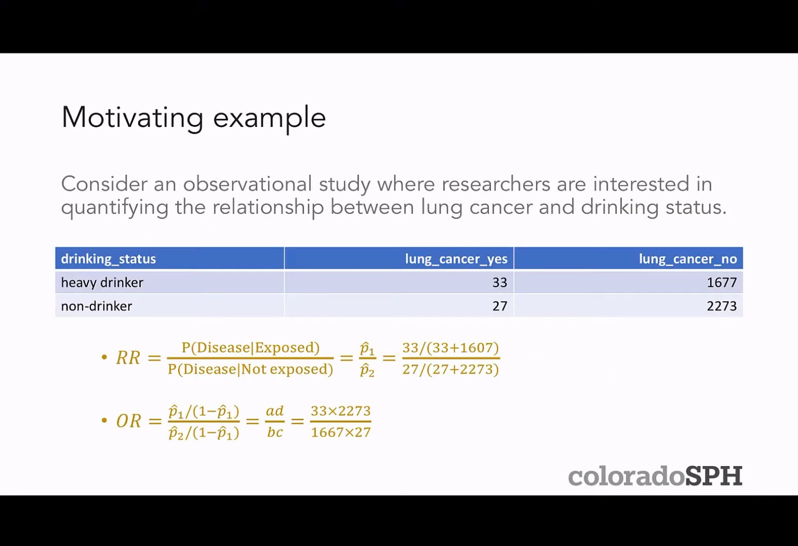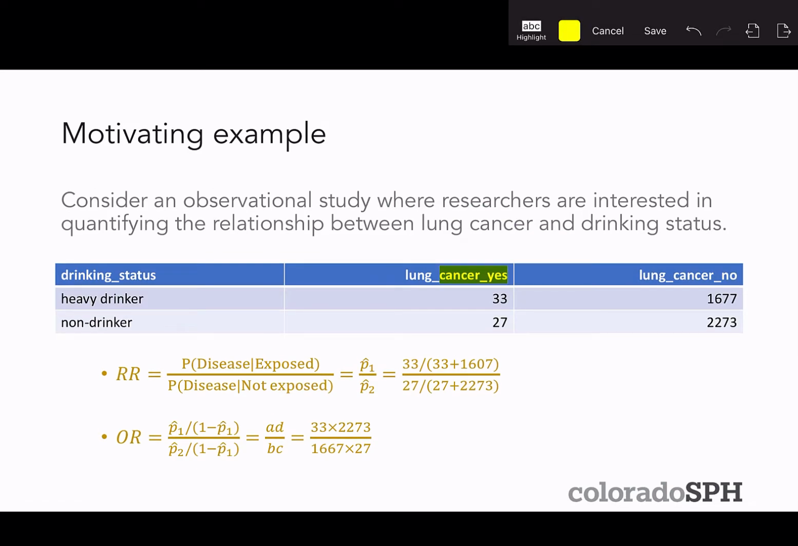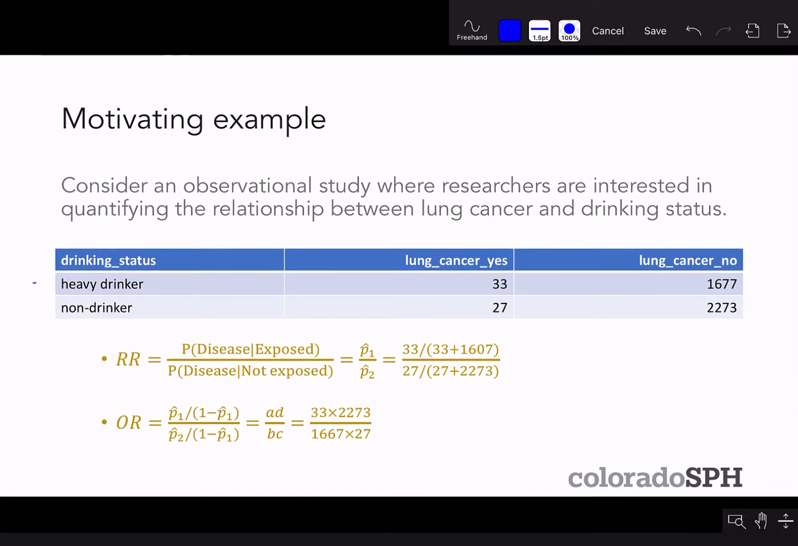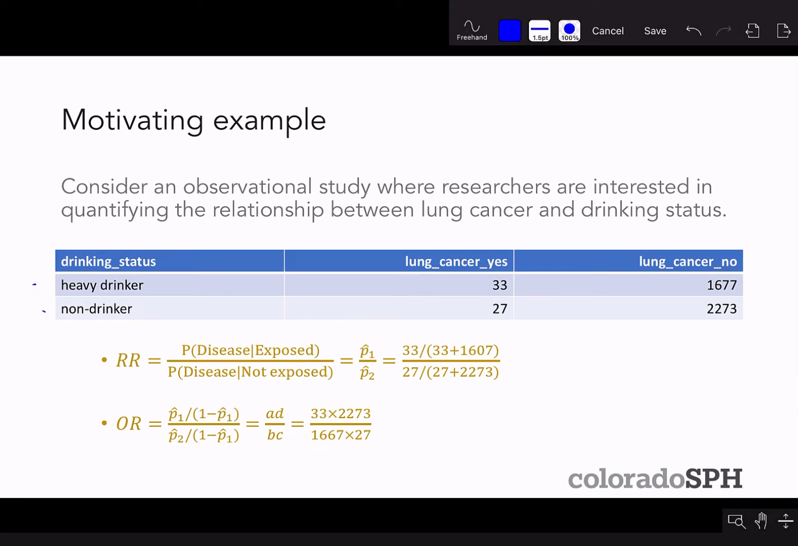Consider an observational study where researchers are interested in quantifying the relationship between lung cancer and drinking status. And so they have it divided up. Here, drinking status is divided as a binary variable into heavy drinkers and non-drinkers. Then there are people who got lung cancer and did not get lung cancer. And you see the number of people in each of these cells.